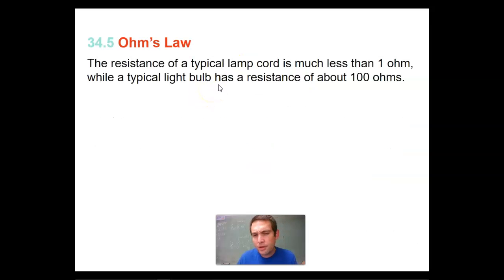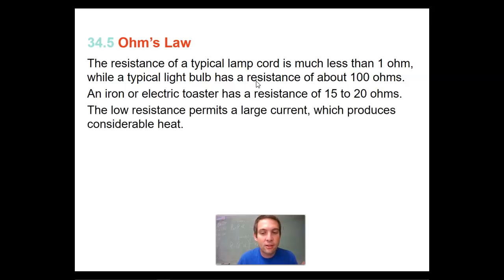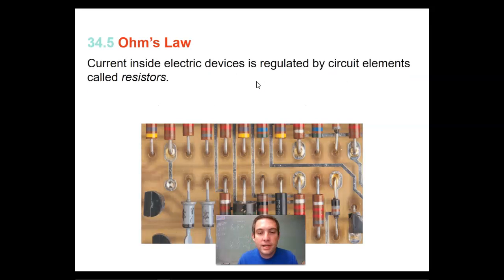The resistance of a typical lamp cord is much less than 1 ohm, while a typical light bulb has a resistance of about 100 ohms. An iron or electric toaster has a resistance of 15 to 20 ohms. The low resistance permits a large current, which produces considerable heat. Current inside the electric devices is regulated by the circuit elements called resistors.